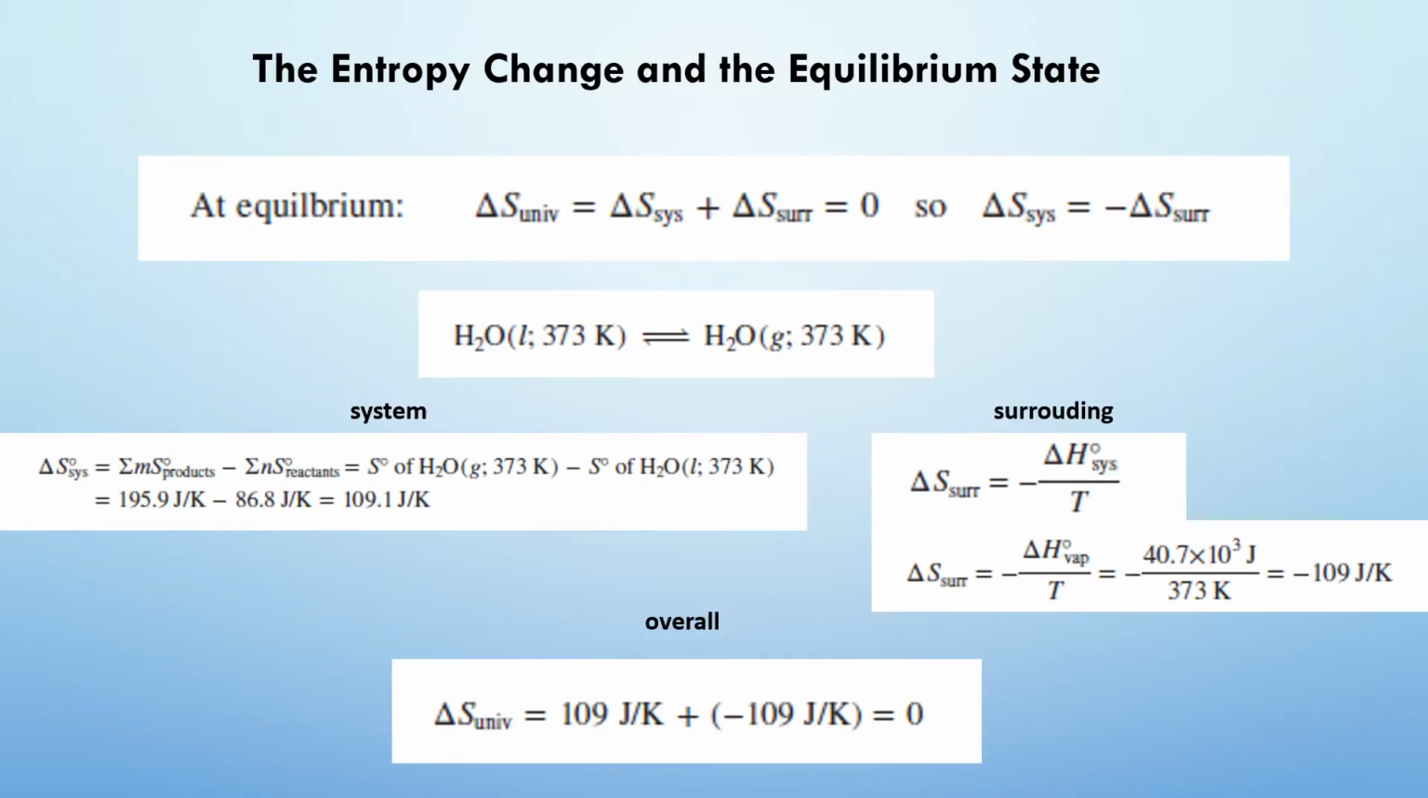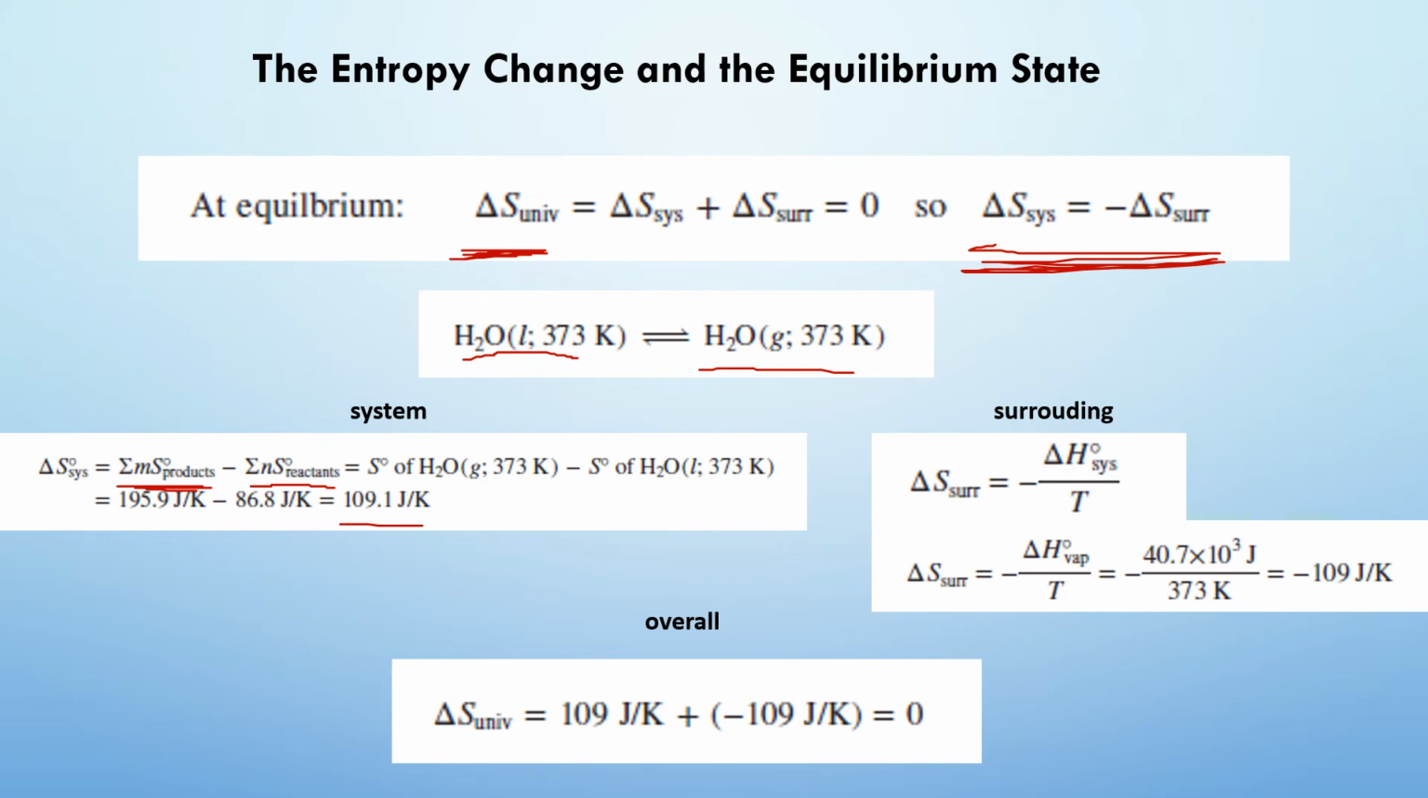For a process approaching equilibrium, when this reaction is at the equilibrium state, we can say the delta S of the universe equals 0. That means the system delta S and the surrounding delta S are the same but with a different sign. For example, look at water evaporating, from liquid to gas at 373 Kelvin. For this system, we can calculate the delta S by taking the S of the products minus the S of the reactant. We got 109.1 joules per Kelvin.